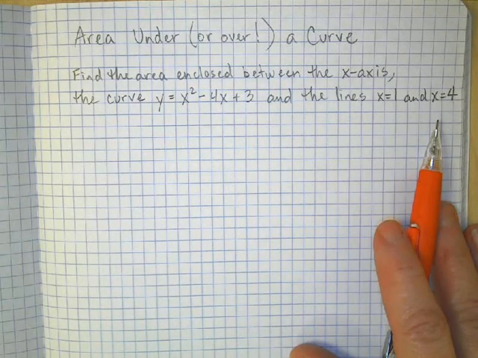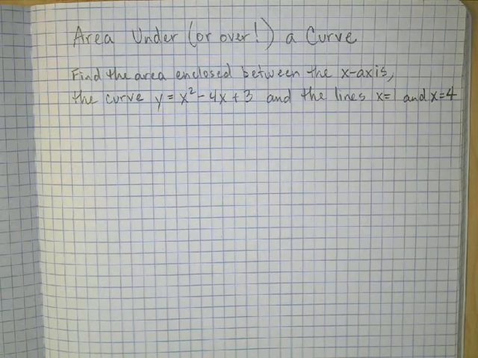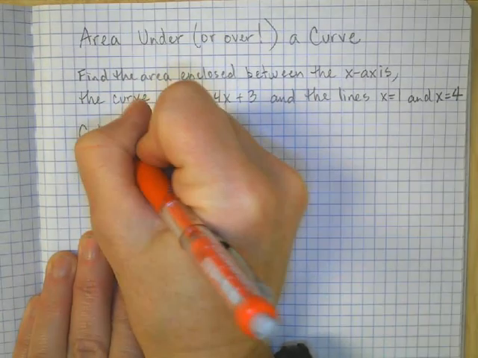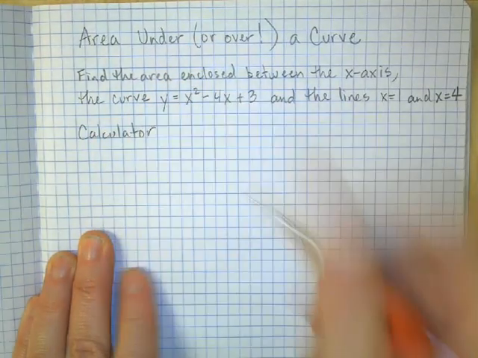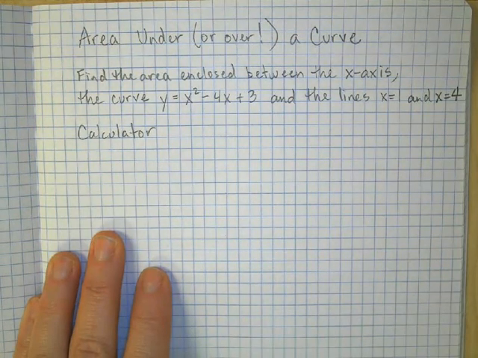So first we're going to do this problem with the calculator, and then we're going to do it again without the calculator, so you can see the two different approaches. With the calculator, the first thing you want to do is enter the equation into your calculator and make a sketch of the graph. We want to see what it looks like.